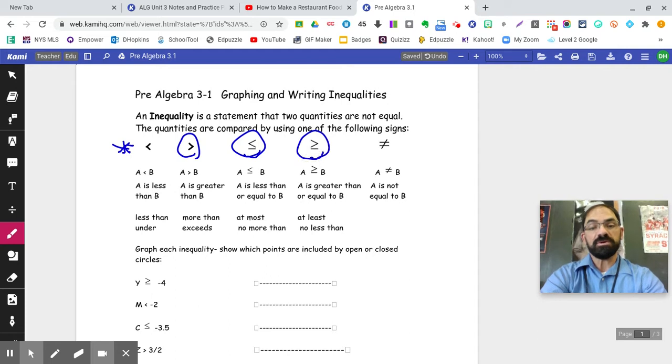This one right here, we could also include at least. When we see at least, we're thinking that sign, or no less than. And then, of course, not equal or does not equal. That's it.